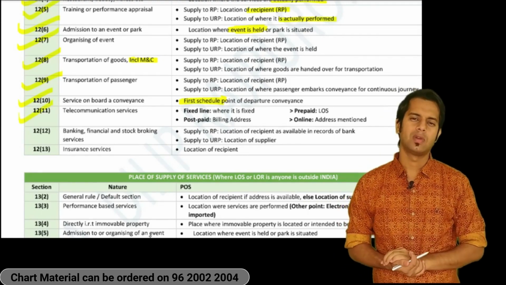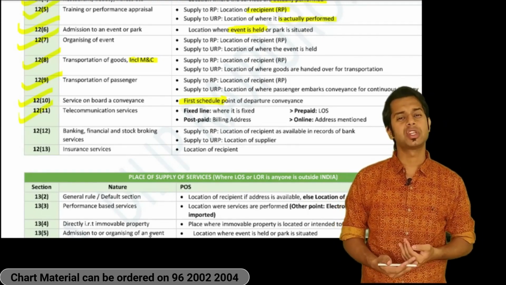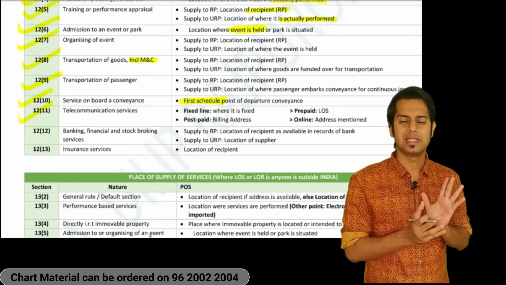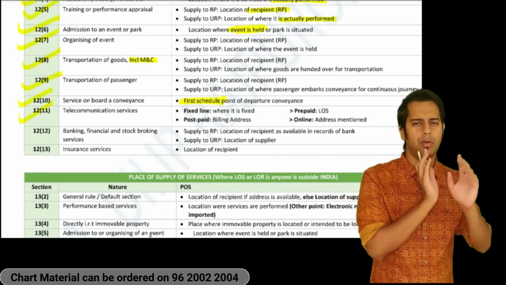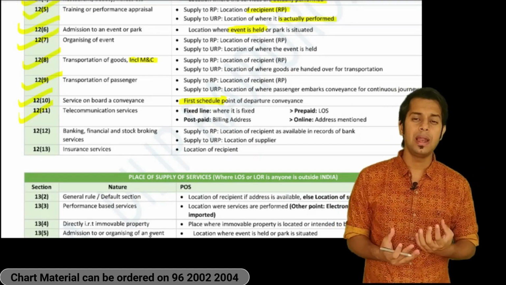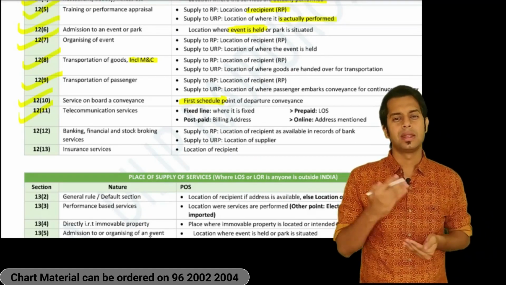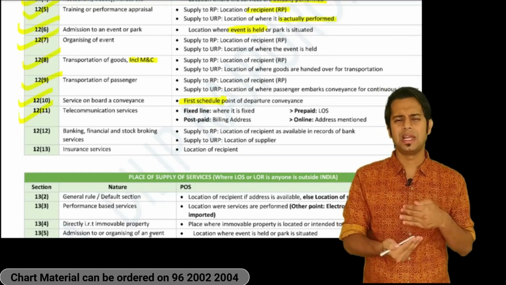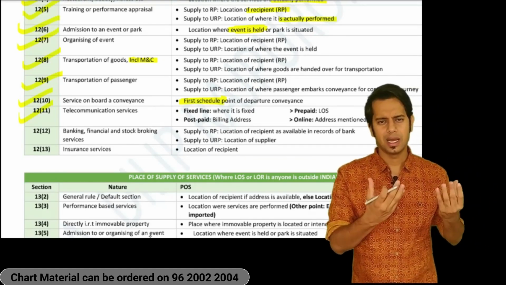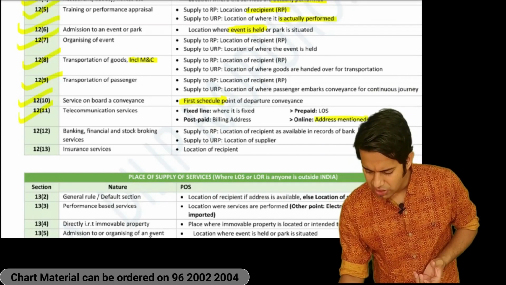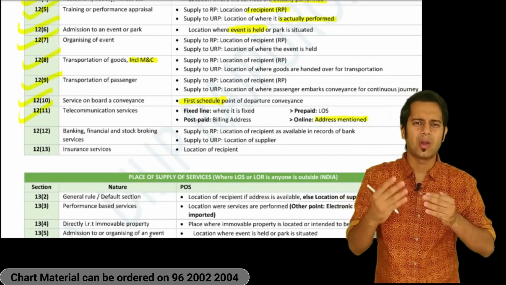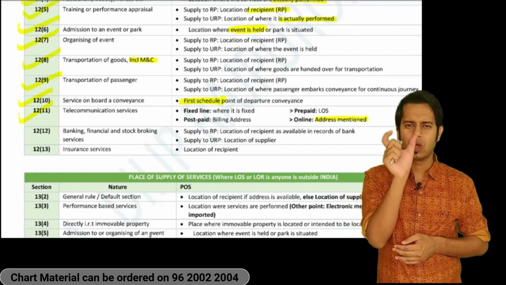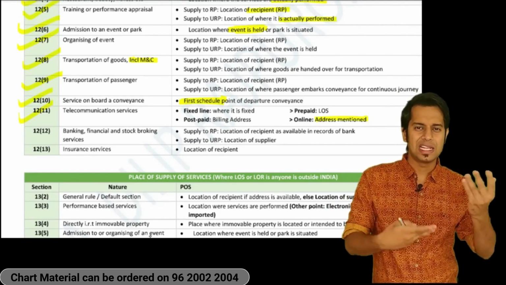Section 12, subsection 11, in case of telecommunication services, is it a fixed line? Yes, wherever it is fixed. For example, landline or DTH, it is fixed at some location, and that is the place. If it is a postpaid bill, then the billing address. If it is prepaid, then the location of the supplier. And in any other cases, such as online, the place which is told by the recipient, that is the address mentioned. Whenever I make an online recharge, I have to give my location, wherever the operator is there, and based on that the plans will be shown to me.